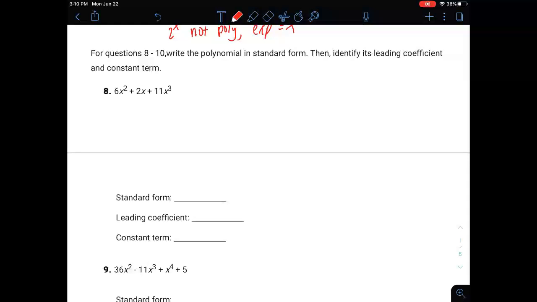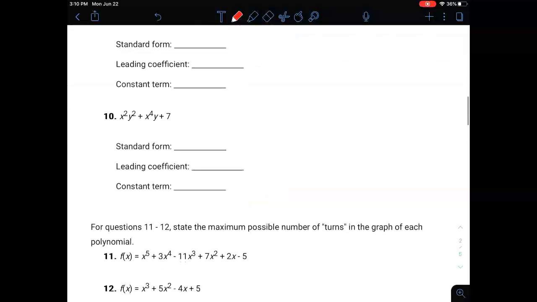All right, so in standard form, this first one would look like 11x cubed, right? Plus 6x squared plus 2x, right? We had to go 3, 2, 1, right? The leading coefficient there then becomes 11. And our constant term is like saying plus 0. So our constant term is a 0.